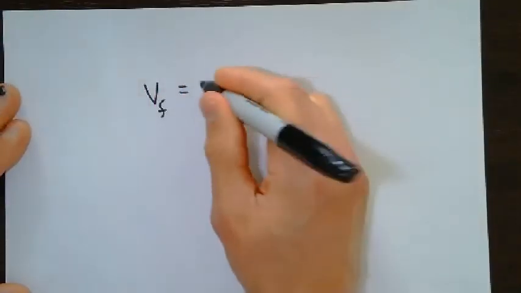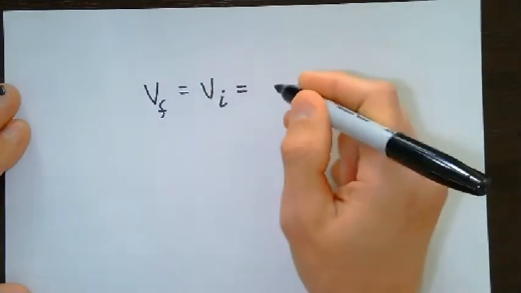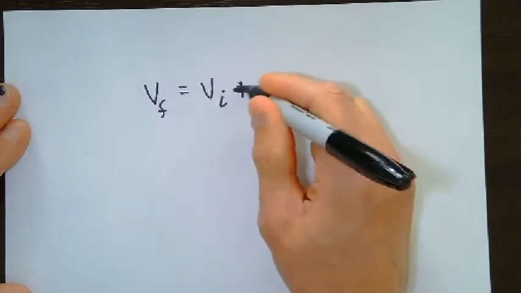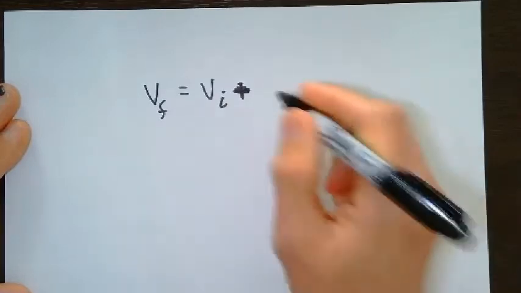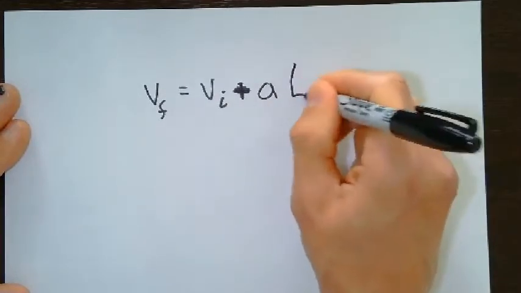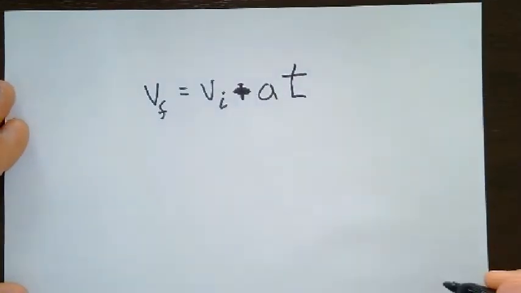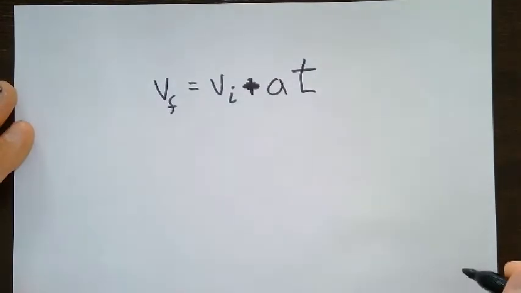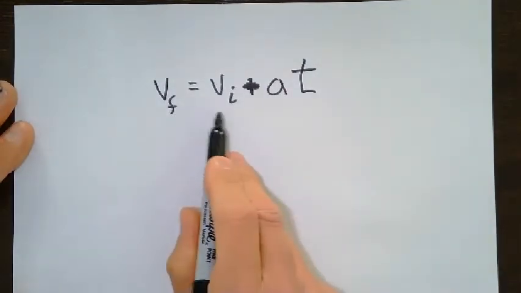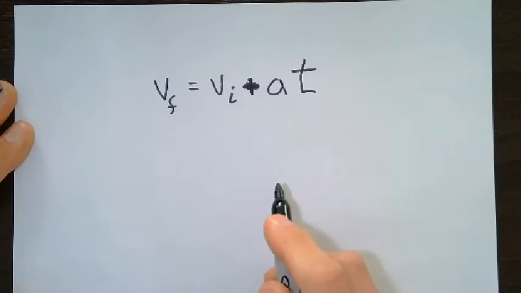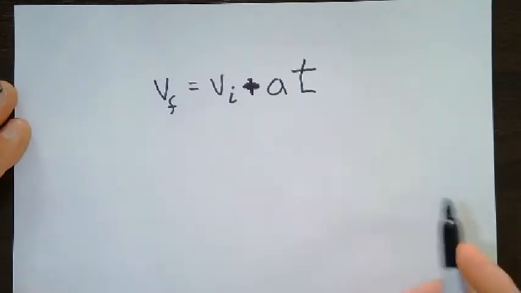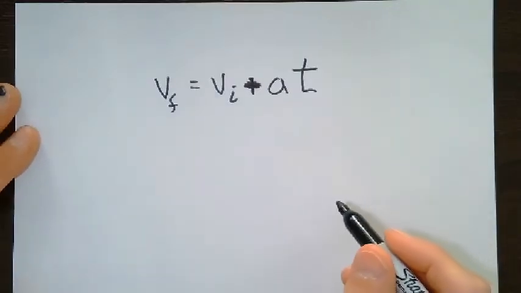The first equation is that final velocity equals initial velocity plus acceleration times time. And we talked about that throwing a ball up and down. So this is a vector equation. Pluses and minuses make a big difference, so be careful on how you use them.